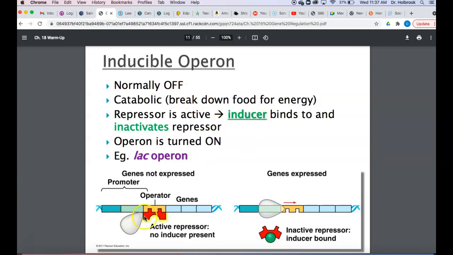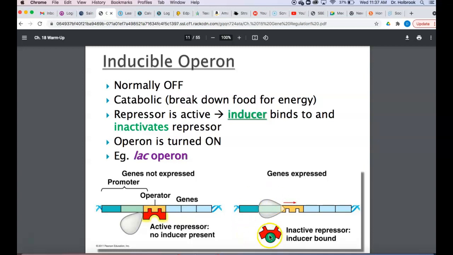So it's more convenient to just have that gene always turned off until something comes in, the sugar, to turn it on. It's like, hey, we're eating lactose today. Yes. Let's make some lactase so we can digest it. Because remember, lactose is a disaccharide. You got to have an enzyme to break the bond so that the actual monosaccharides can be used for energy.